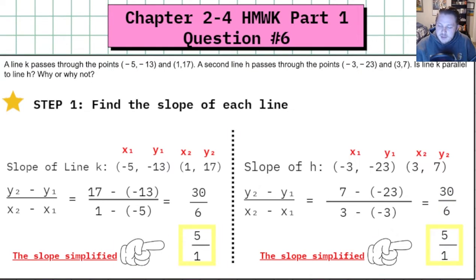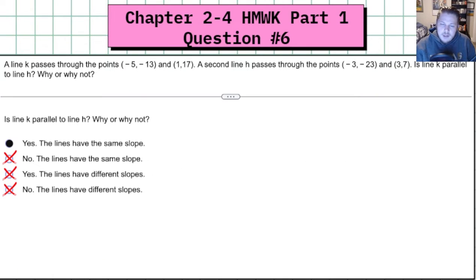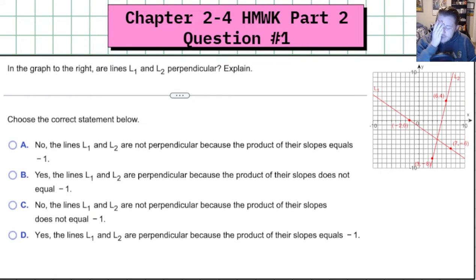So here are both of my slopes simplified, meaning if I go to the next thing, I need to compare the slopes. Are they parallel? Yes, because they have the same slope, they are parallel to each other. All right, so that is, yes, the lines have the same slope. That's why they're parallel. Okay, so now we're getting into a little bit of the harder part.